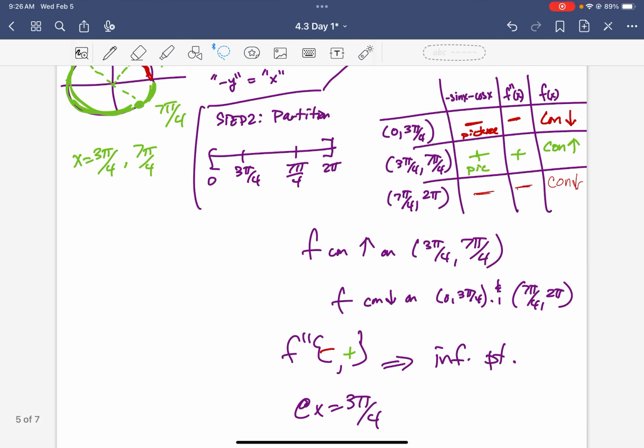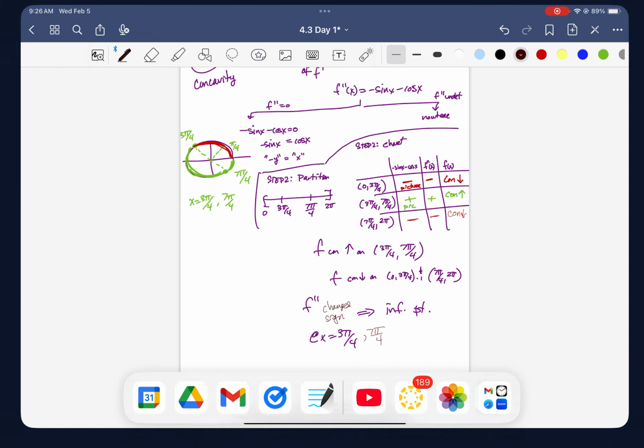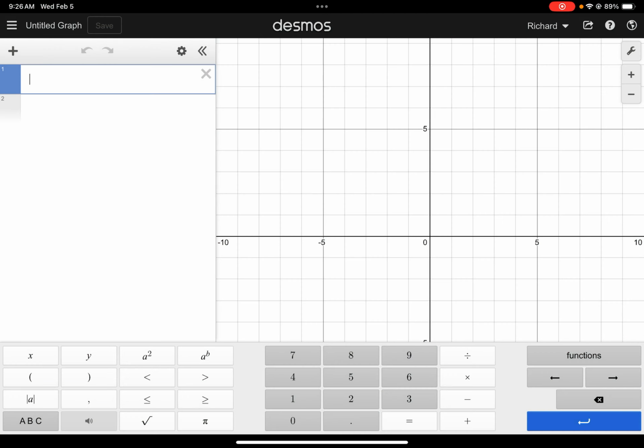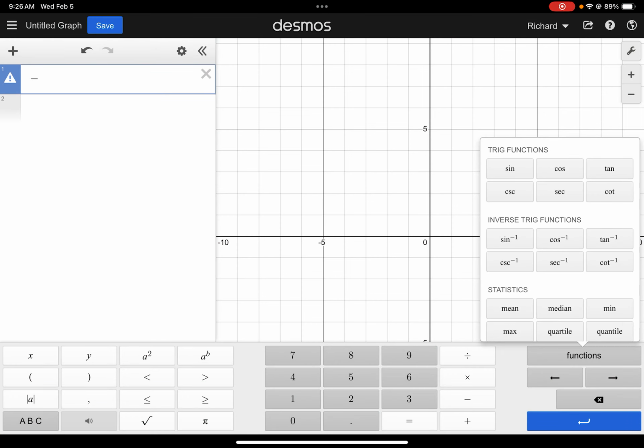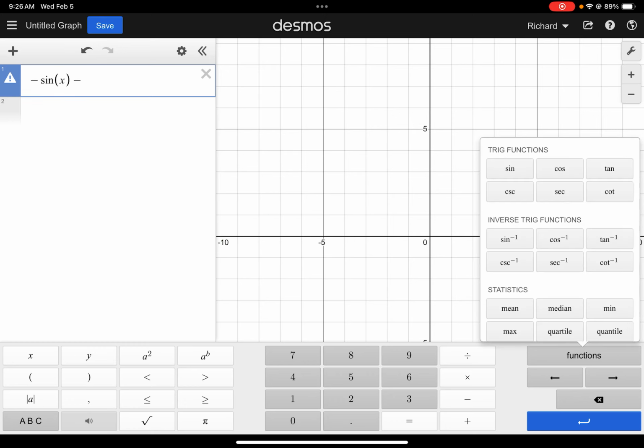And then inflection points. So I would say that f double prime changes sign at negative 3 pi over 4 and 7 pi over 4. To really see that, we get negative sine minus cosine. We could go over here to double check ourselves and go negative sine x minus cosine of x.